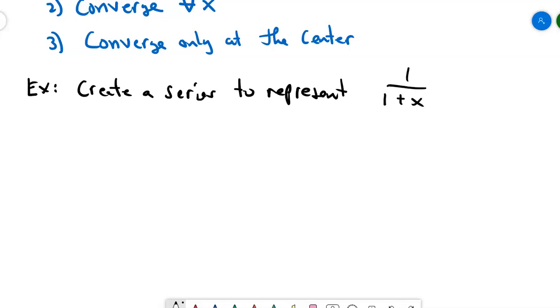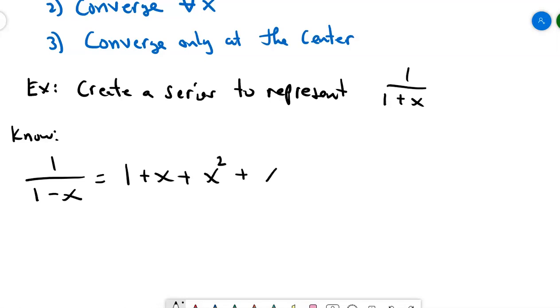Now, what do I know? I know that 1 over 1 minus x equals 1 plus x plus x squared plus x to the third plus x to the fourth, and so forth, right? That's 1 over 1 minus x. If I want to do 1 over 1 plus x, maybe I can think of 1 over 1 plus x as 1 over 1 minus a negative x, right? Isn't that 1 over 1 plus x? And then I can replace all those x's with a new ratio.